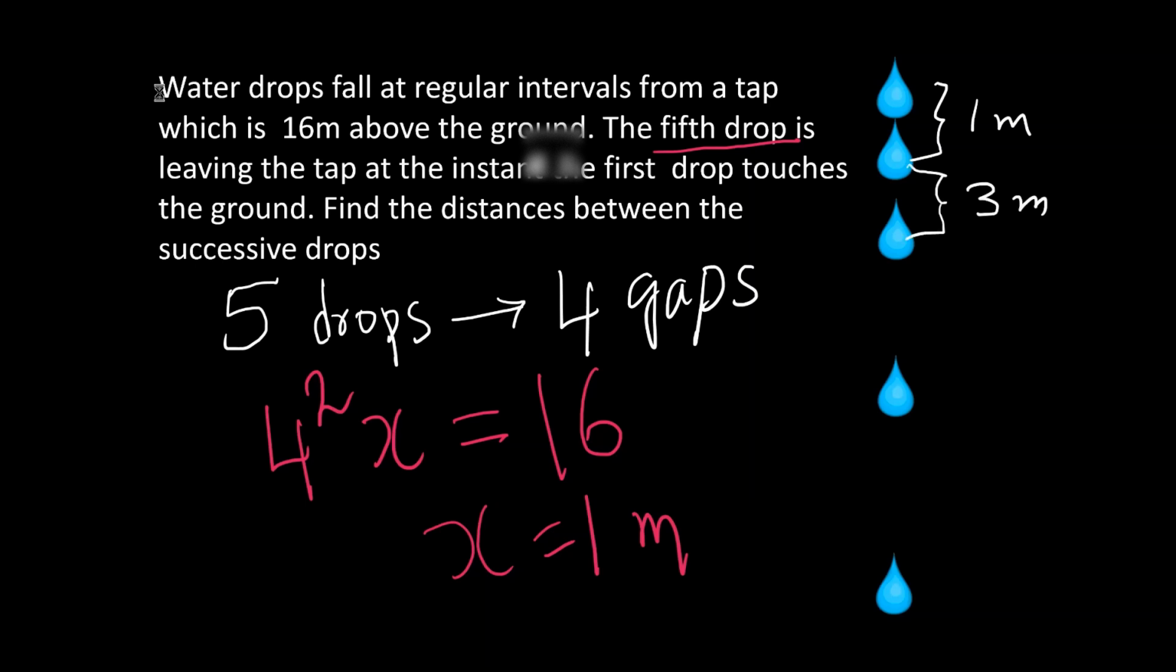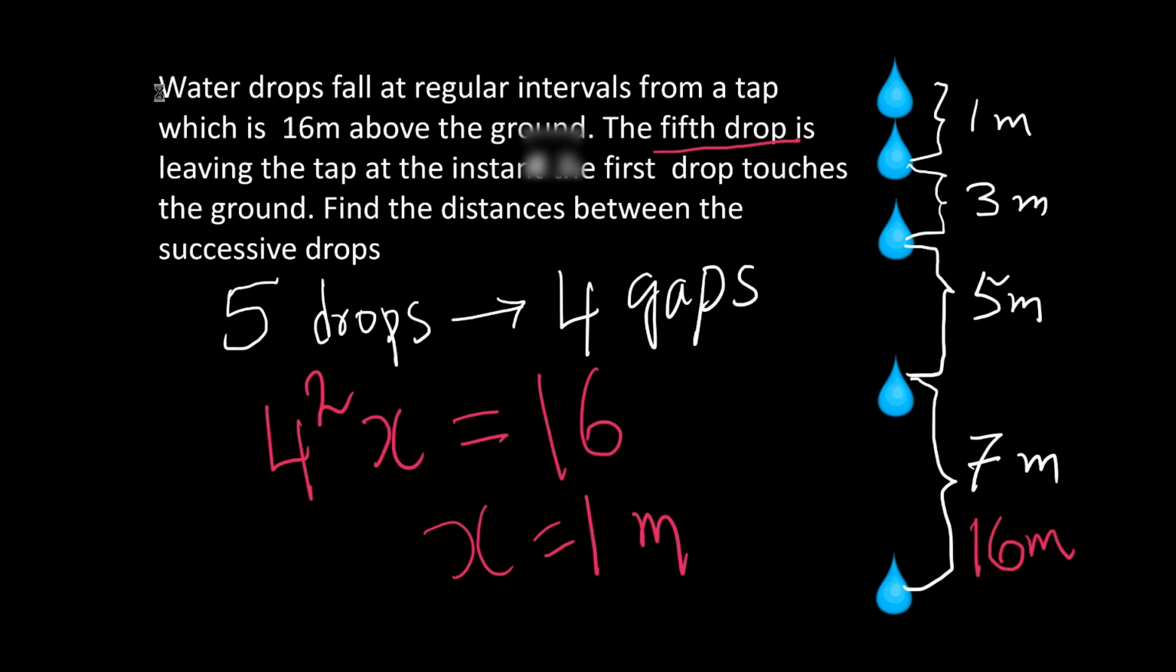Third and fourth is 3 meters, second and third is 5 meters, and first and second is 7 meters. The total distance will be 1 plus 3 plus 5 plus 7, which is equal to 16 meters again.